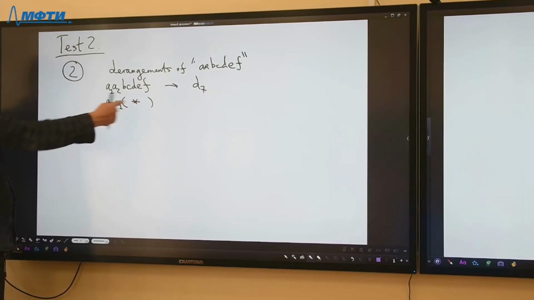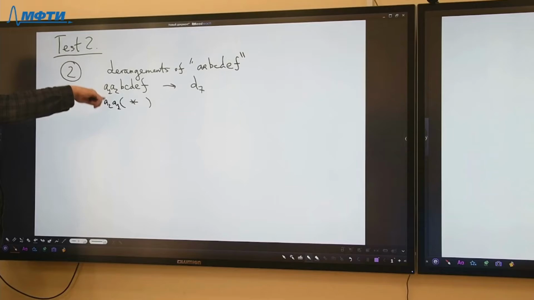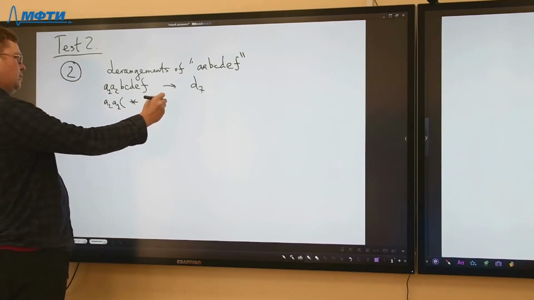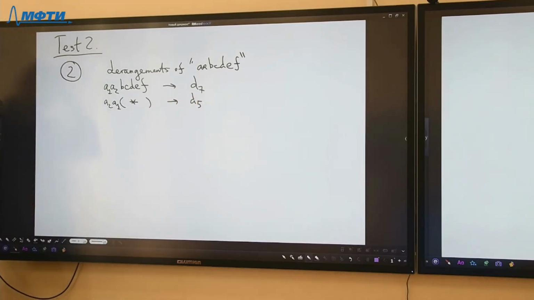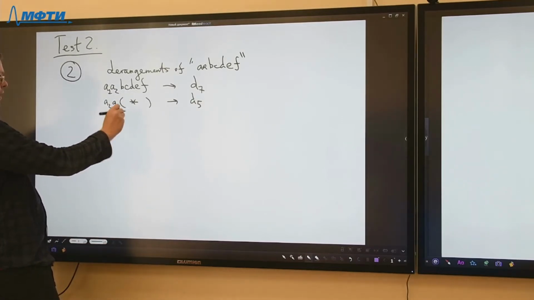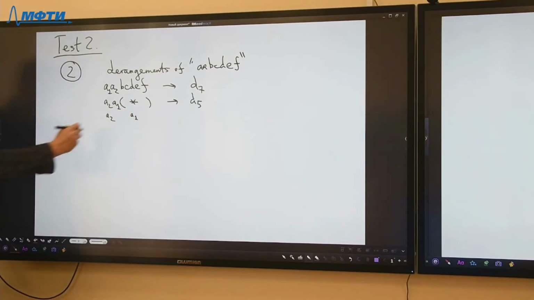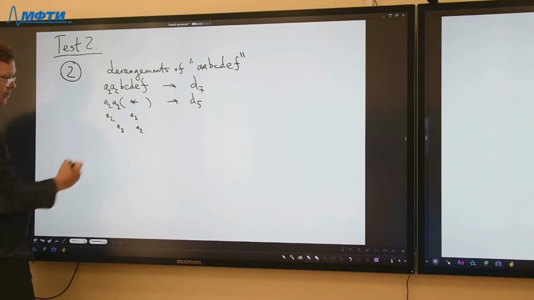Because it is the usual derangement if they're distinct, but if they're non-distinct, then there will be not a derangement because here will be A and here will be A. So this will be D5, yes? And there are another two cases when on the first place will be A2 and A1 will be somewhere here. And symmetrically, A1 is here and A2 somewhere here.